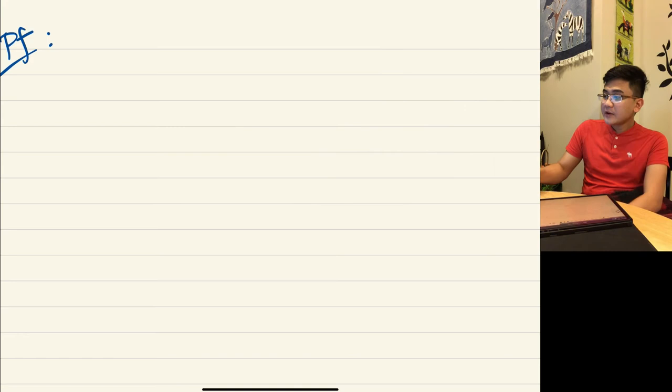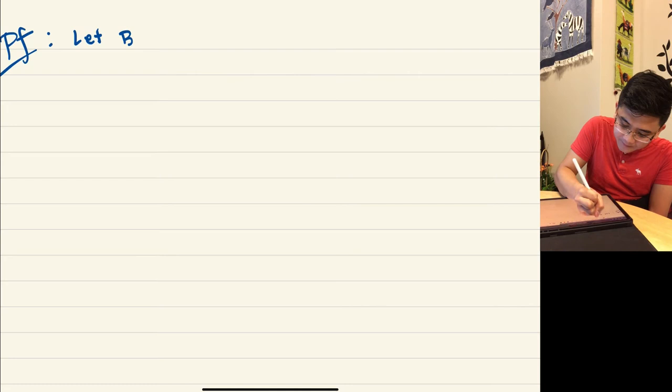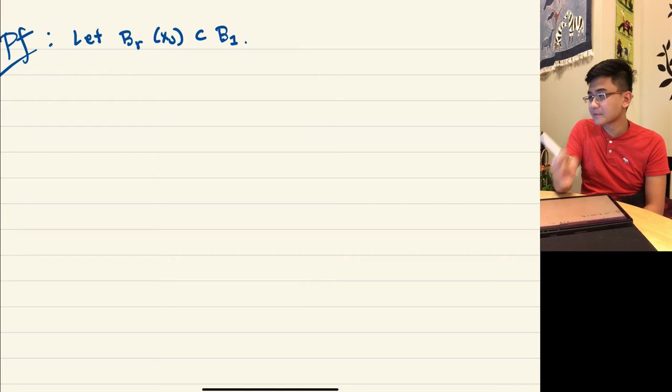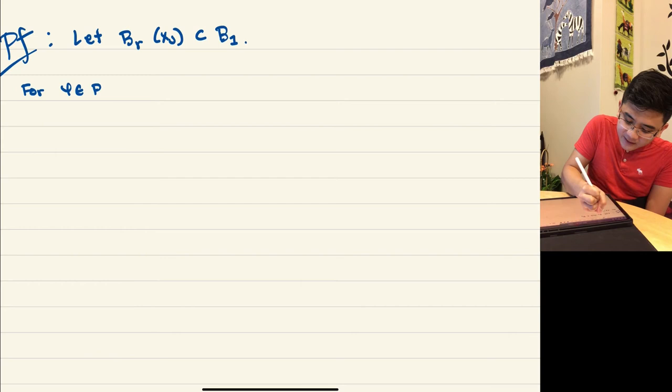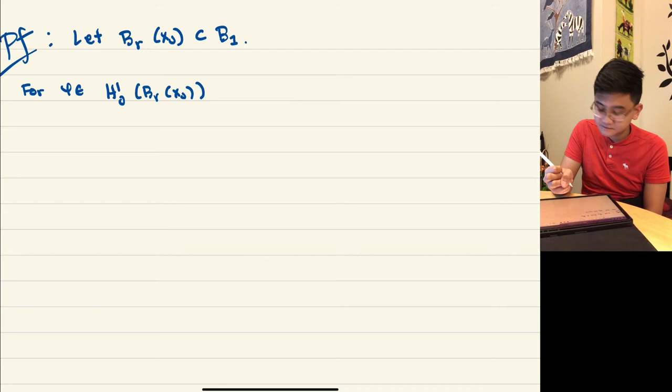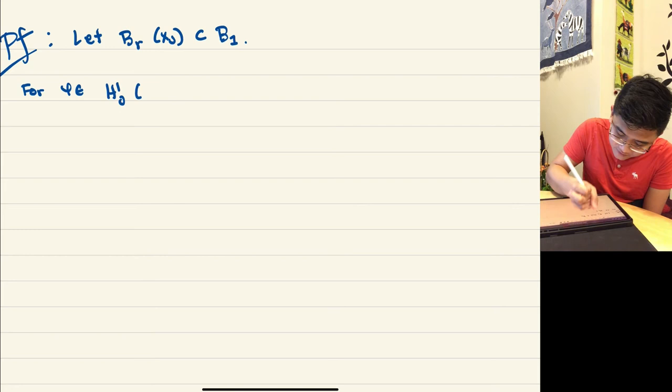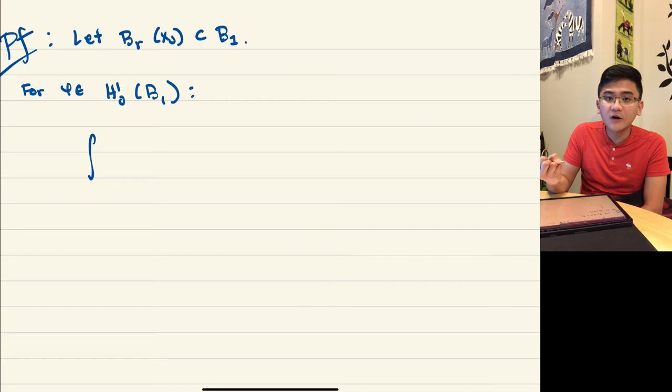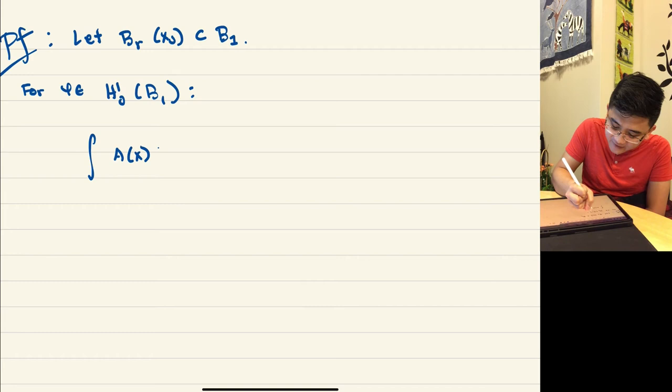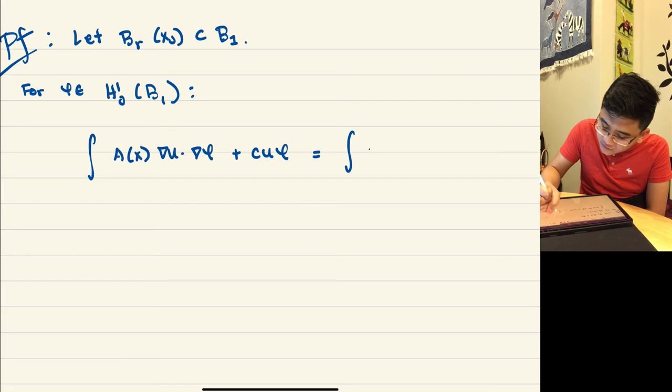Okay, so we let B_R of x0 be some ball containing B1. Note that for a test function phi in H1 0 of B_R of x0, in H1 0 of B1, we know that u solves the following equation. I have the integral of A of x grad u dot grad phi plus c u phi is equal to the integral of f phi, integrals over B1.